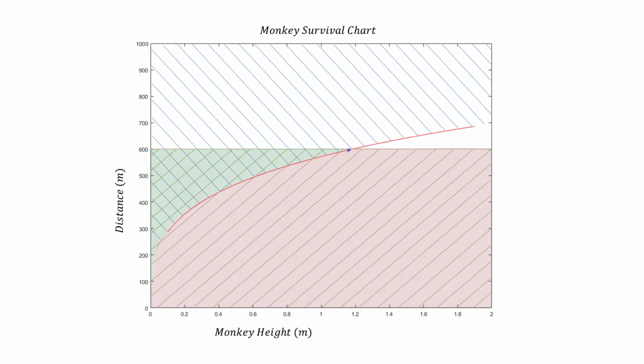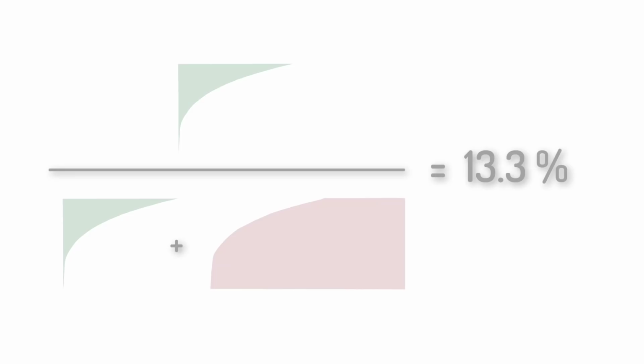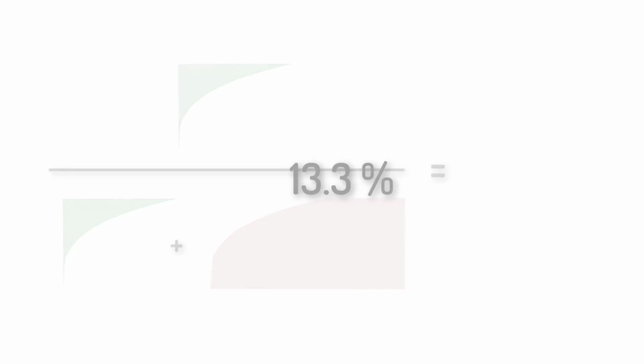Now, we can also see how well we did overall. If all these situations on this chart are equally likely, for example, if the hunter is equally likely to encounter a 3-foot tall monkey at 400 meters as he is to encounter a 4-foot monkey at 550 meters, then we can take the area of this safe zone over the total area of interest to get the percentage of monkeys that we actually saved, which in this case comes out to be 13.3%. So yeah, we just saved 13.3% of the monkeys that otherwise would have died under the classic monkey hunter problem.